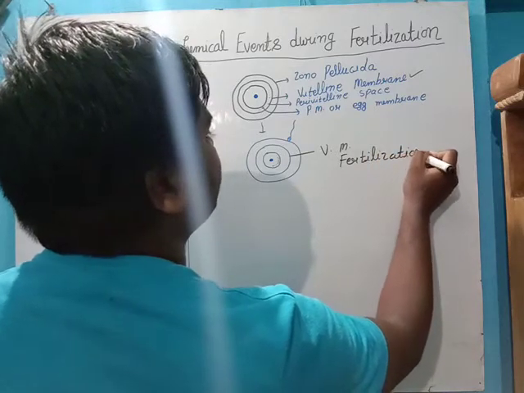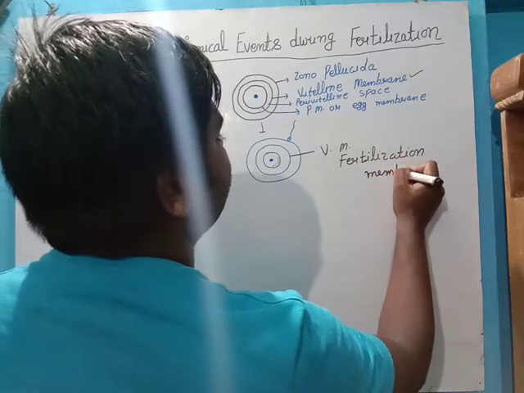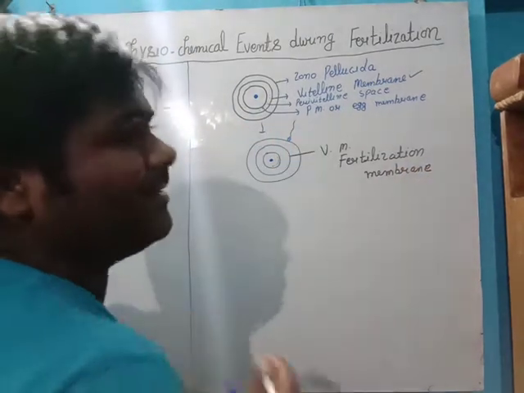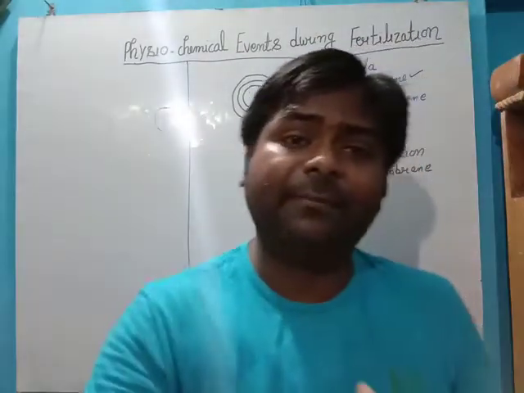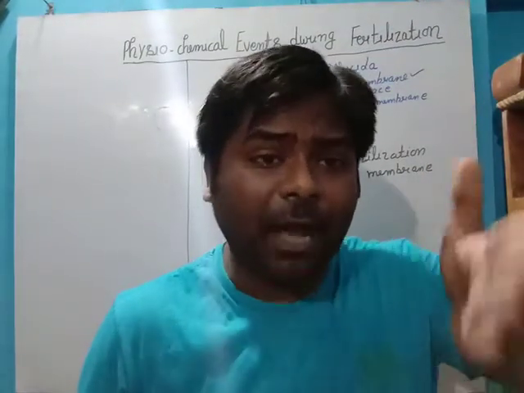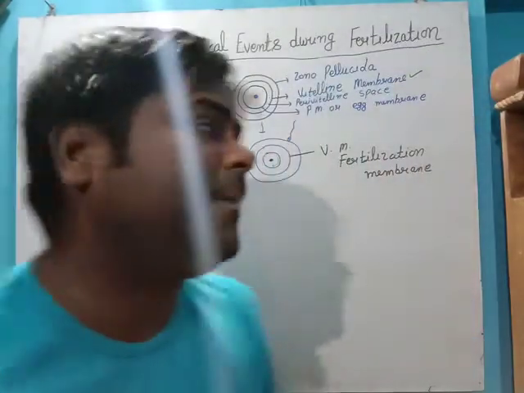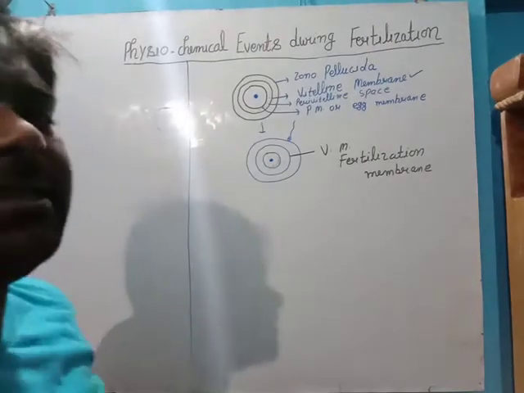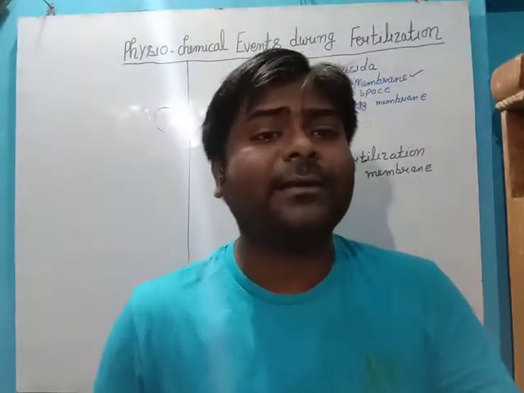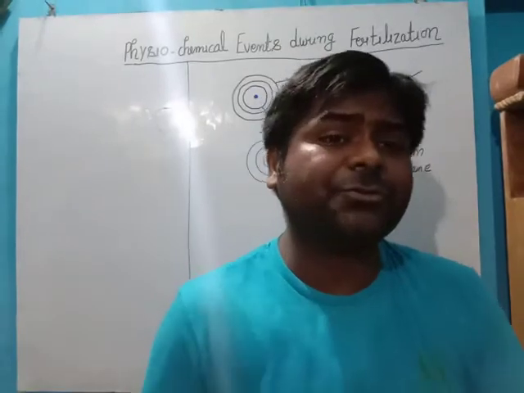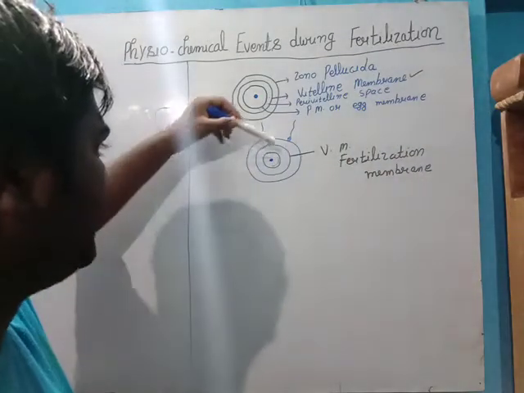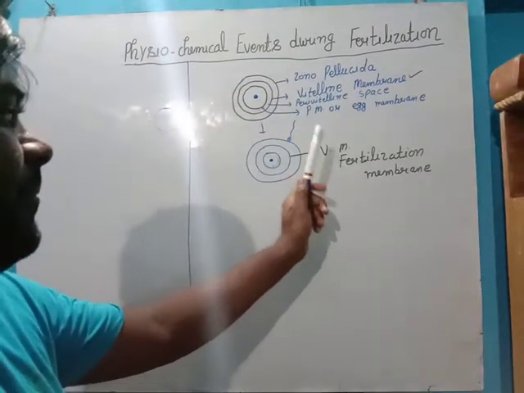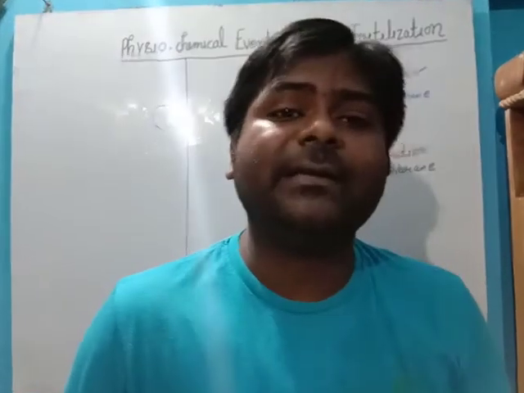What we are calling the fertilization membrane, the sperm can enter inside after the vitelline membrane becomes the fertilization membrane. How is this change happening? Due to the release of the chemicals present in the cortical granules. And where is the situation of the cortical granules? Below the egg membrane there are granules. So the vitelline membrane is now known as the fertilization membrane.